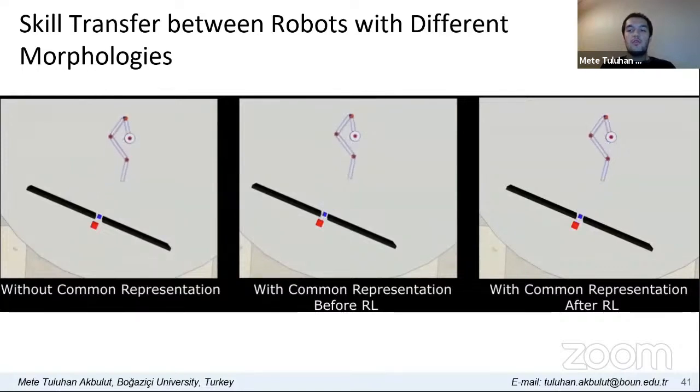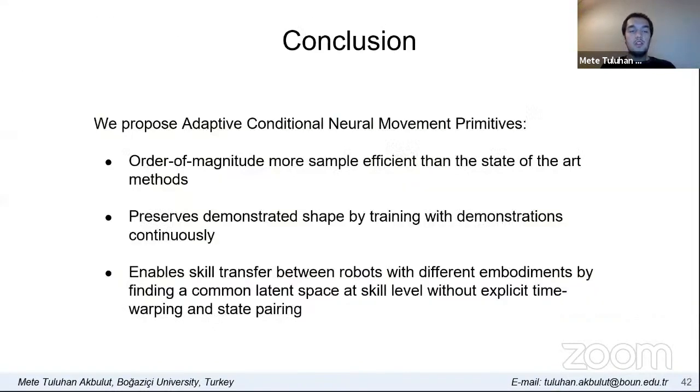The robot almost acquires the skill after transfer, and our RL method is used to perfect it. In conclusion, we propose adaptive conditional neural movement primitives that are an order of magnitude more sample efficient than the state-of-the-art methods. It preserves demonstrators shaped by training with demonstrations continuously, and it enables skill transfer between robots with different embodiments by finding a common latent space at skill level without explicit time warping and state pairing.